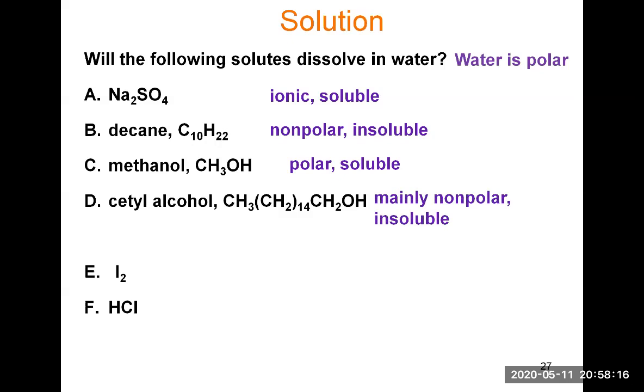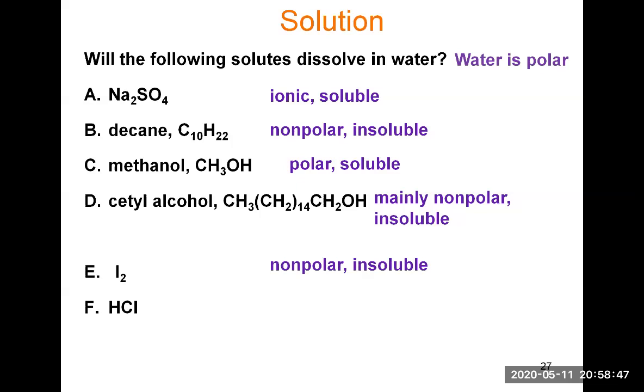I2, iodine. It's made of two iodine atoms. And when you have two of the same kind of atom, it makes nonpolar molecules, right? Because they pull electrons with the same strength. And so the electronegativity difference is 0 between two atoms of the same kind. So it's nonpolar. So it will be insoluble in water.